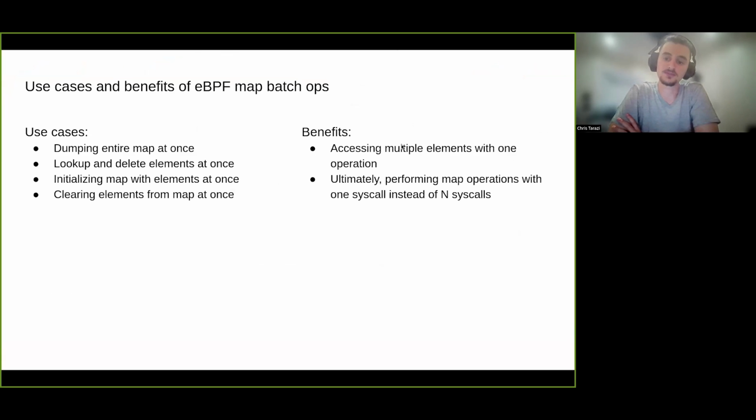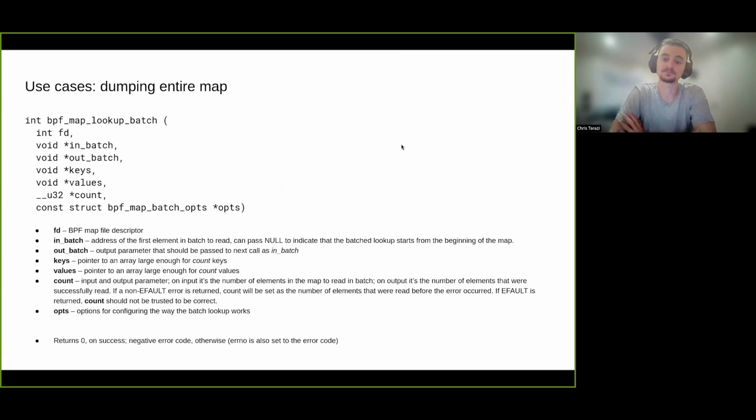What are the use cases and benefits of these? Well, they simply allow us to dump, initialize, and clear elements from a map at once, as opposed to element by element. This is beneficial as it can reduce the amount of system calls your application performs to the kernel, which reduces the amount of context switching between user and kernel space. The more you reduce context switching, the better performance your application will have.